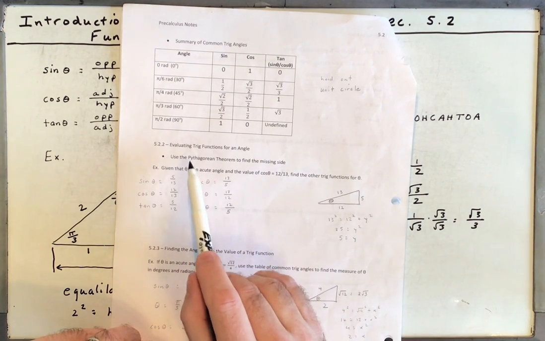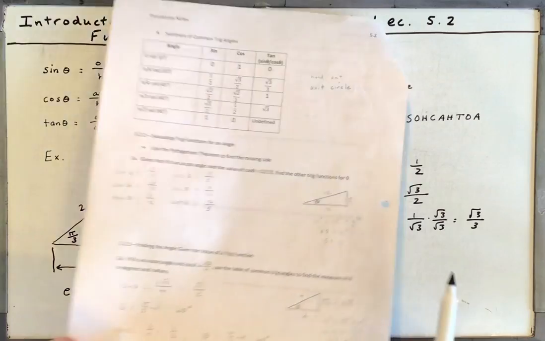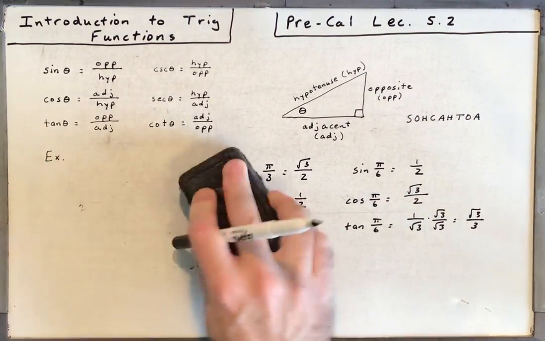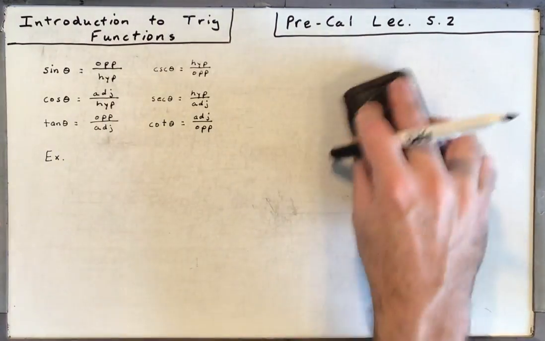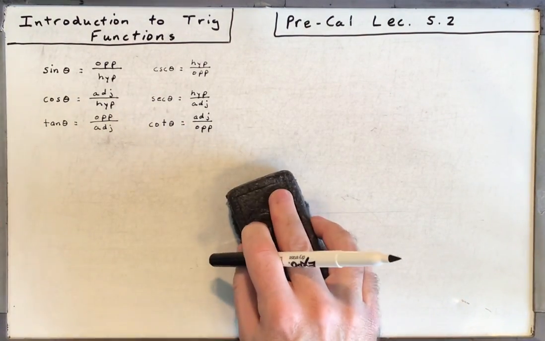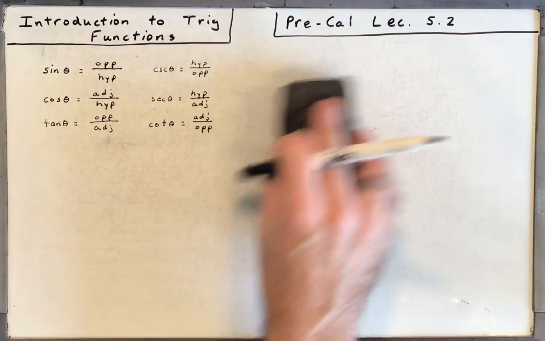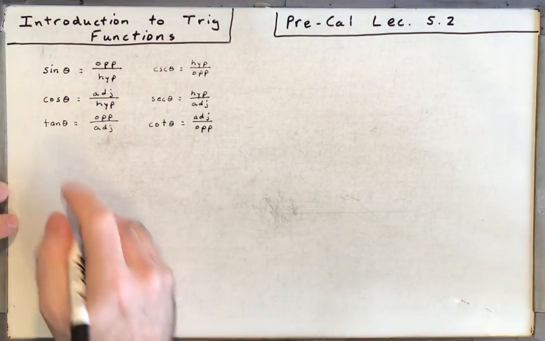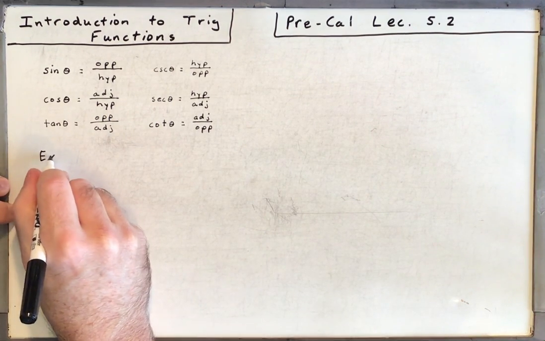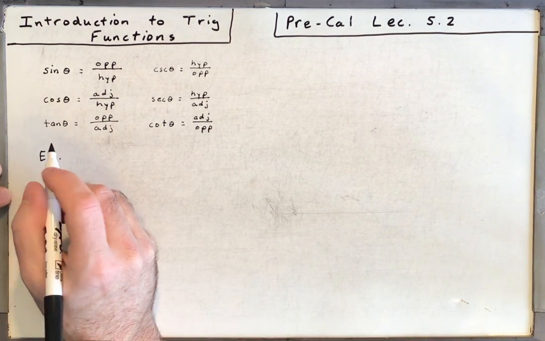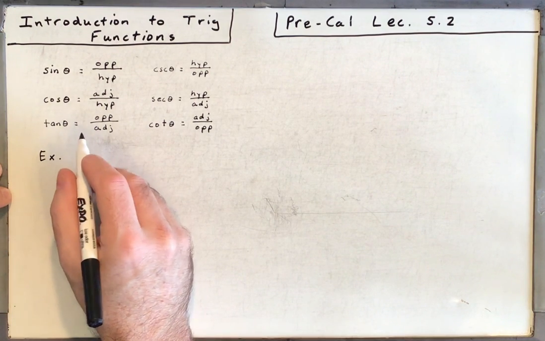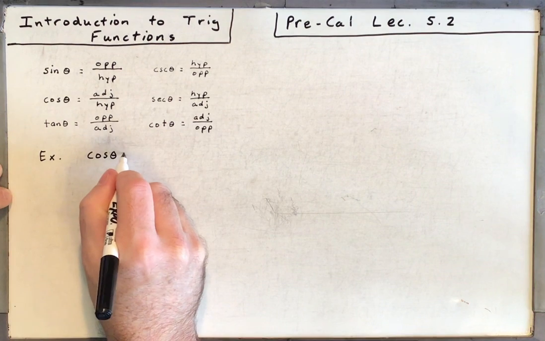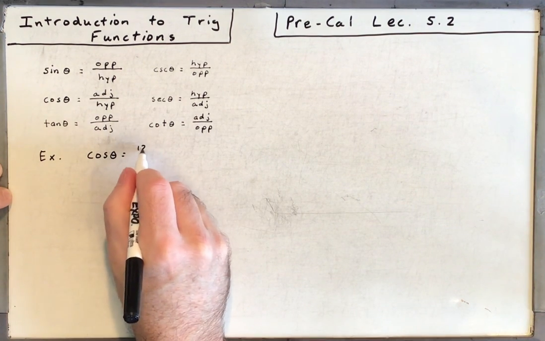All right, let's go down to evaluating trig functions for an angle. So we're going to use the Pythagorean theorem here. And I'll go ahead and leave these up here. So our example says theta is an acute angle, and we have cosine theta is equal to 12 over 13.